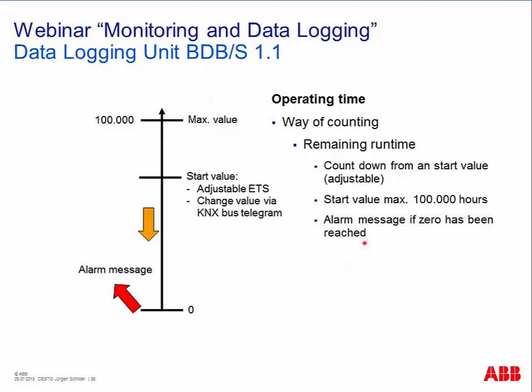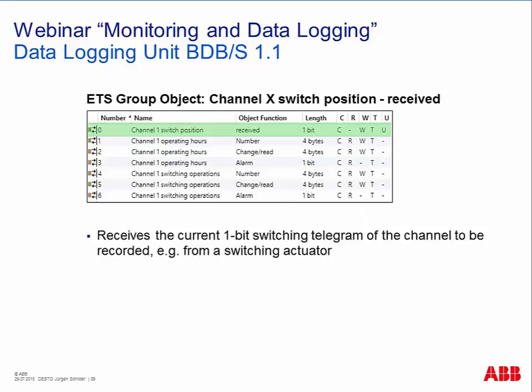The other one is that we use, for example, the remaining runtime. Inside the ETS we set a start value, which can be maximum, of course, 100,000 hours. And then it's counting downwards. When the device reaches the value 0, the data logging unit per channel sends an alarm message. And also here via KNX, there is a parameter to change the threshold. So you can choose what you prefer, which kind of method.